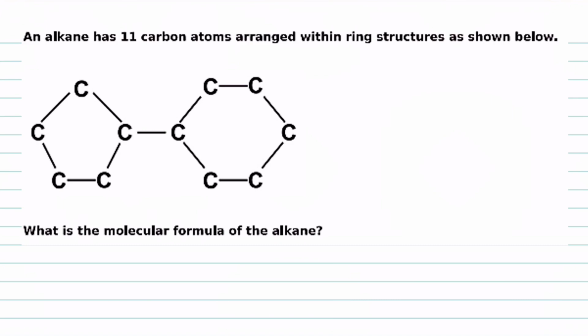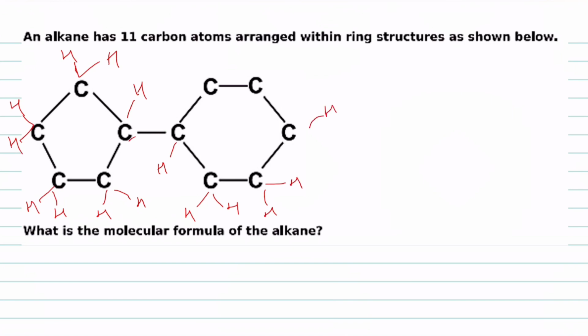Okay, so the safest thing to do here is to just saturate it with the number of hydrogens. So let's start from this carbon. This carbon has 2 bonds already, so you add 2 more hydrogens. Same way here, same way here. Let's just keep on doing this. But this carbon has 3 bonds already, so it would get only 1 hydrogen. Same with this carbon. Next carbon, 2 bonds only, so 2 more hydrogens. Same here. We will keep on doing this.